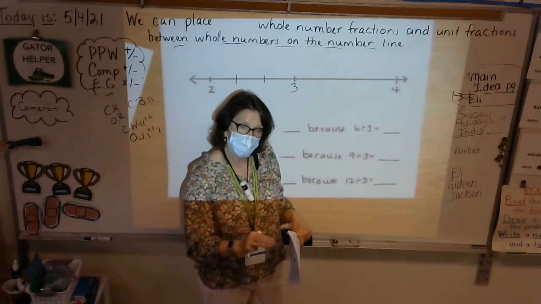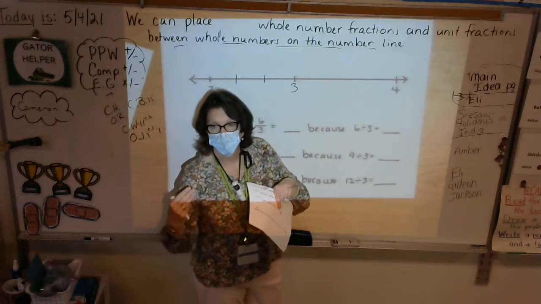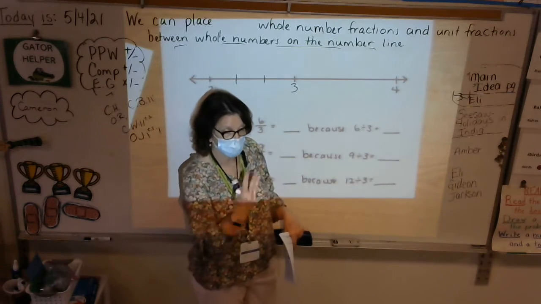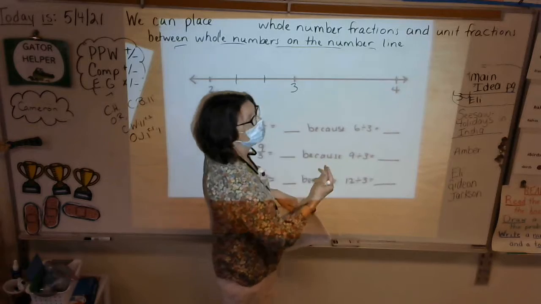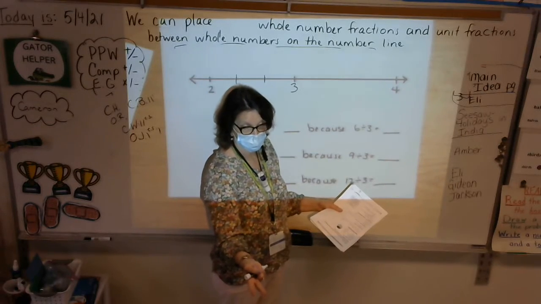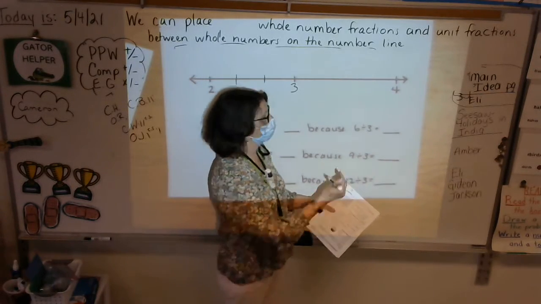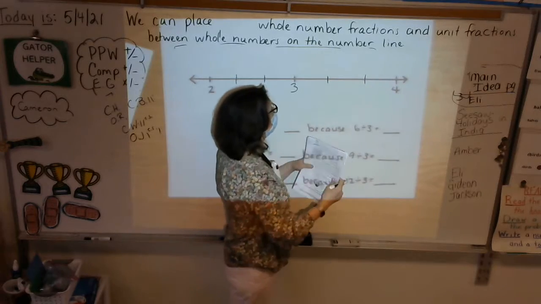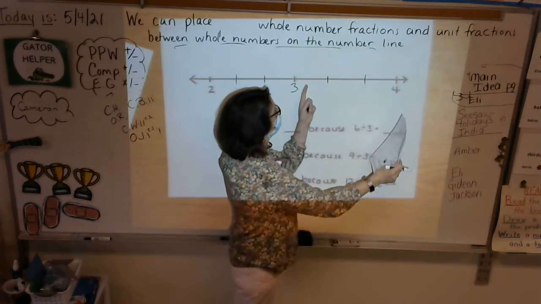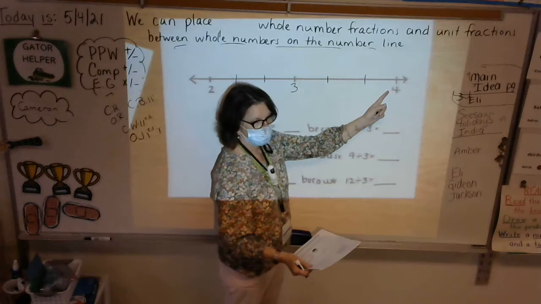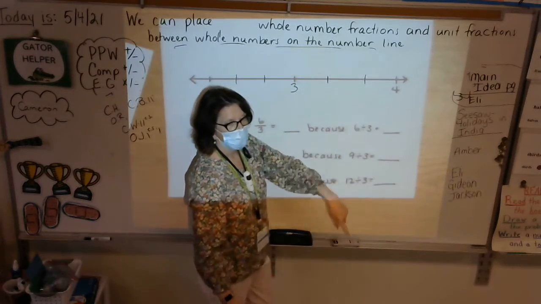Don't get the number of lines mixed up with the number of equal parts. If I have thirds, I need 3 equal parts. How many lines will I draw, Ori, to get 3 equal parts? 2. Very good. So let's look at this. Between 3 and 4, how many equal parts do I have? I have 1, 2, 3. So I need 3.